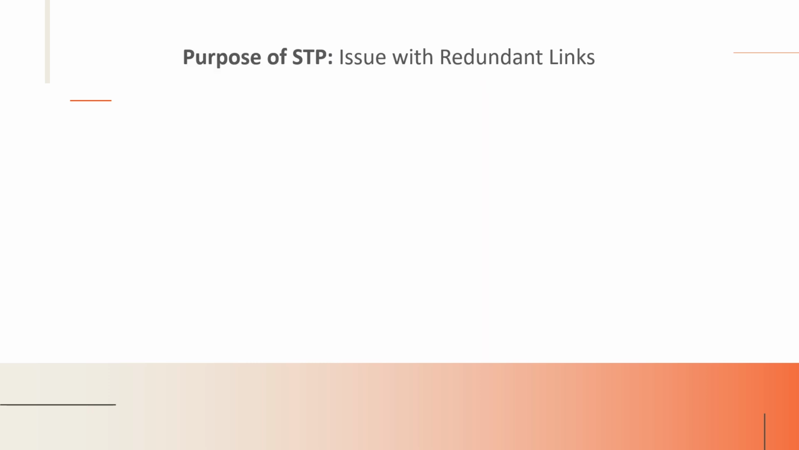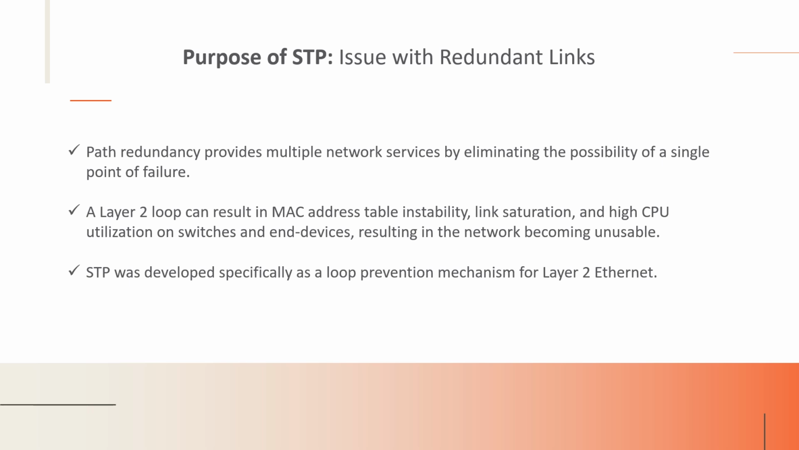A path redundancy provides multiple network services by eliminating the possibility of a single point of failure. And when multiple paths exist between two devices on an Ethernet network and there is no spanning tree implementation on the switches, a layer 2 loop occurs. A layer 2 loop can result in MAC address table instability, link saturation, and high CPU utilization on switches and end devices, resulting in the network becoming unusable.